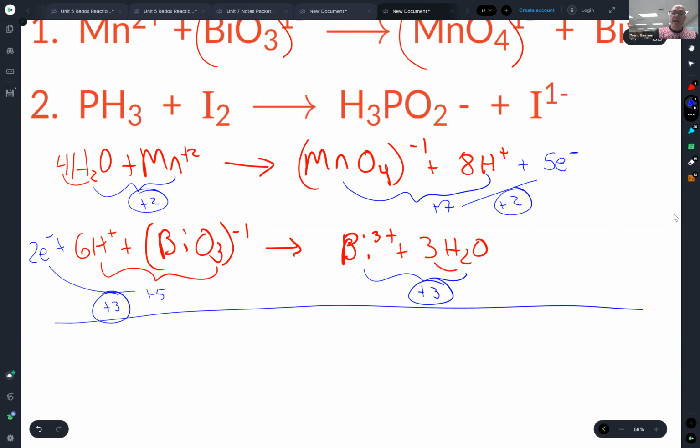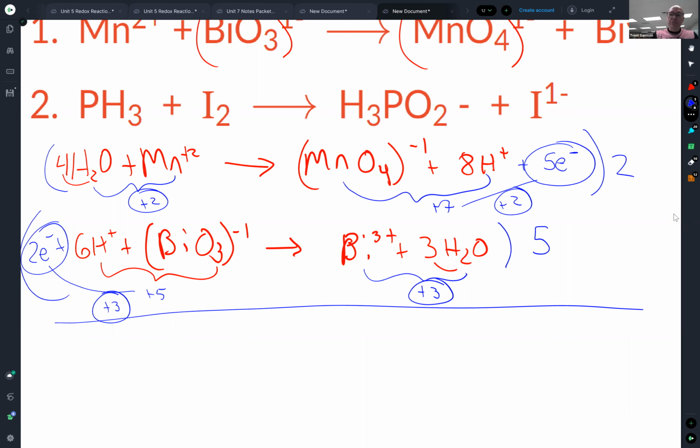Okay, now I get to add everything together. I'm sorry, now I get to balance the number of electrons so that the number lost is the same number that is gained. There's a 5 over here on the left. There is a 2 over here on the right. So I need to multiply everything in this first half reaction by 2. I need to multiply everything in the second half reaction by 5. All right. Now everything would be balanced out.